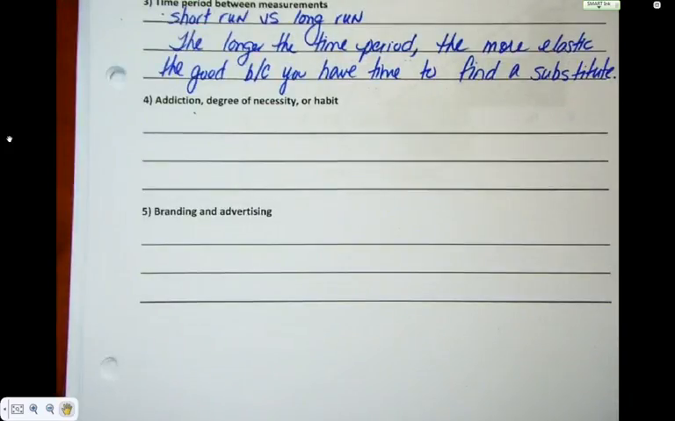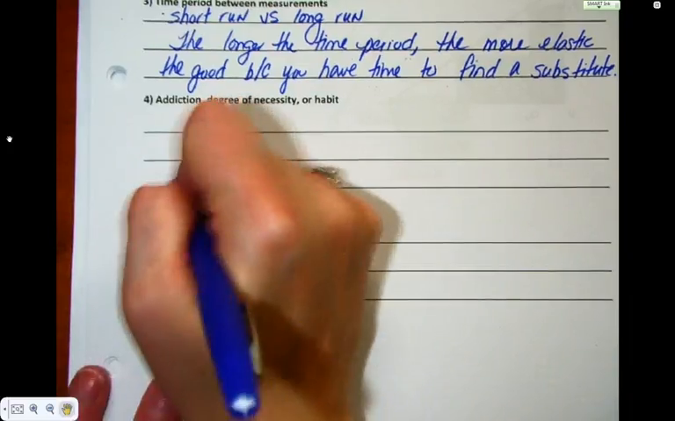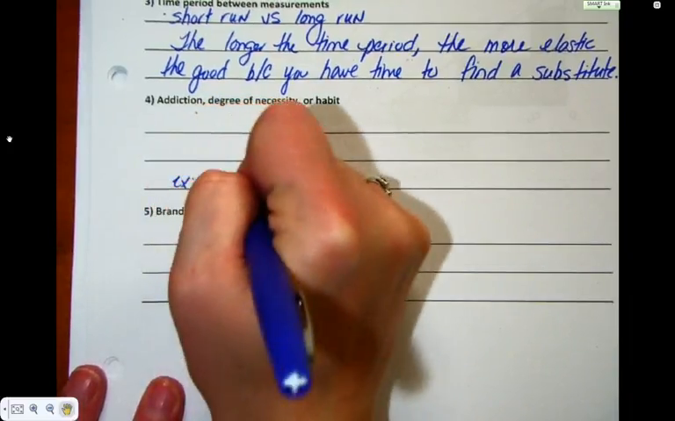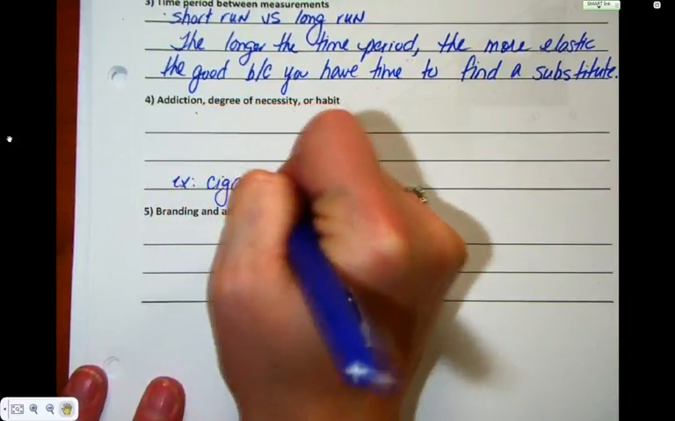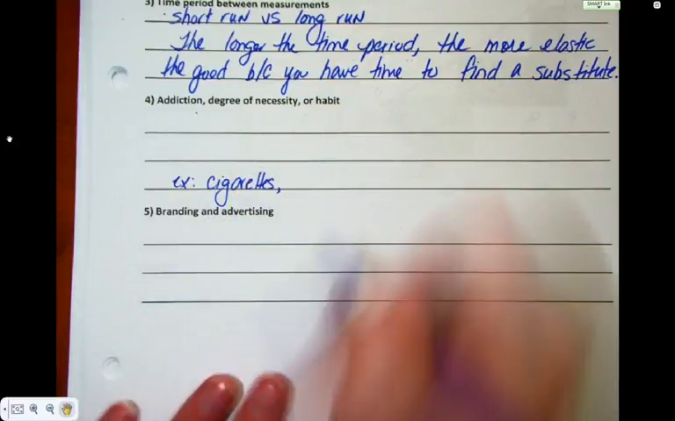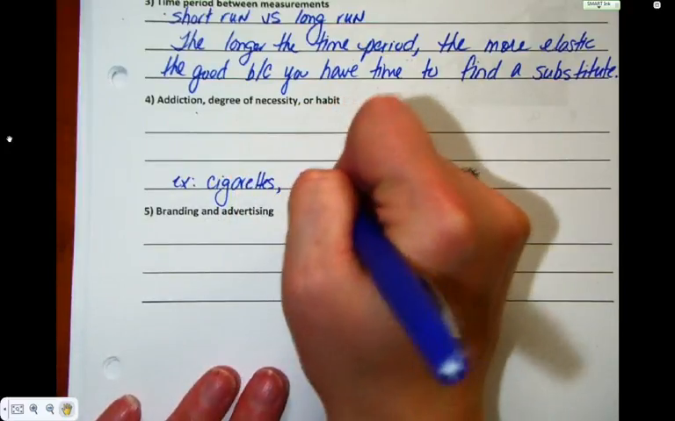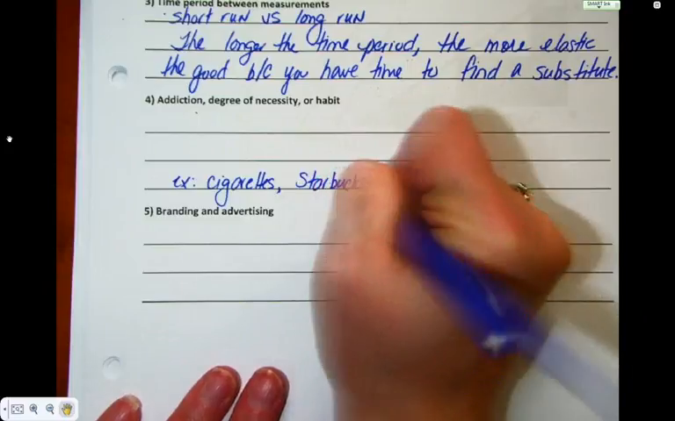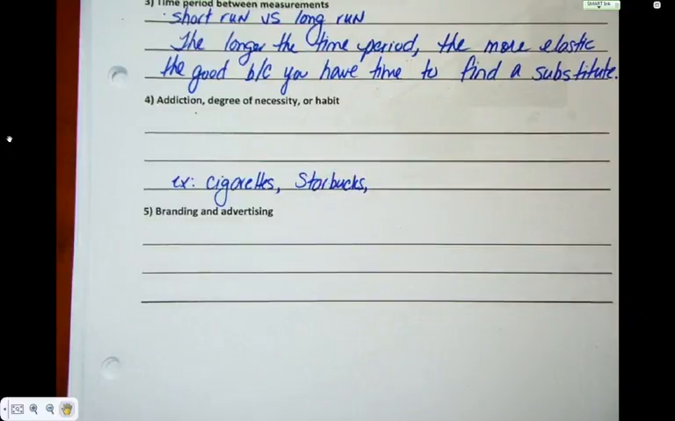Addiction, degree of necessity, or habit. What example do we have on our numbered line here that would reflect this one? So an example could be cigarettes. Starbucks for Miss Thompson. I went to Starbucks yesterday. It was the first day of the holiday season. They've upped my drink by 17 cents. Is that enough to stop me? Was that going to change my elasticity? No, I just complained about it and vented on Facebook, but I'll still go.